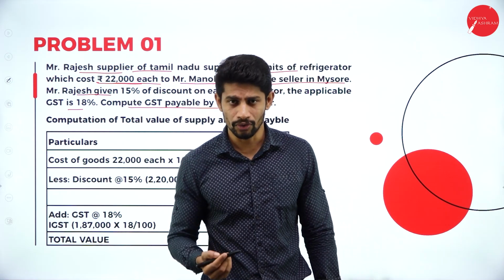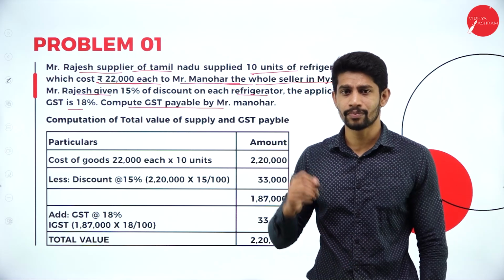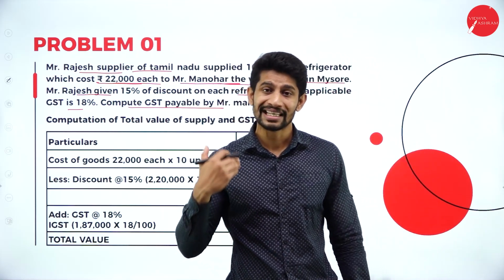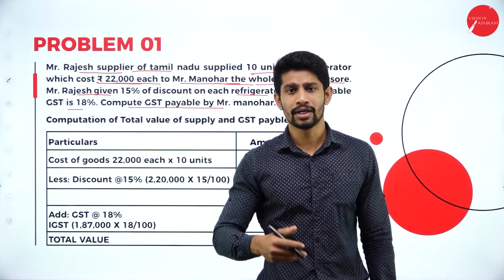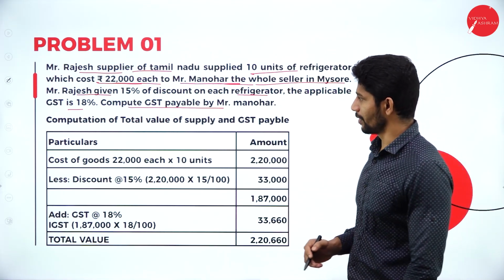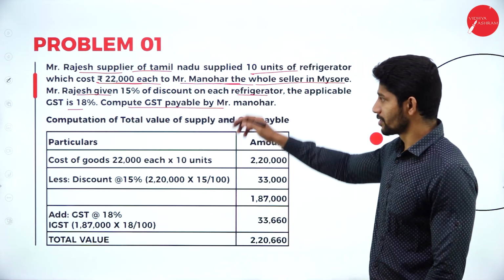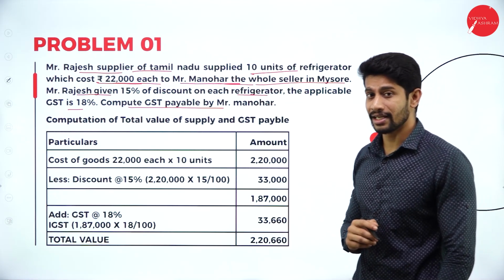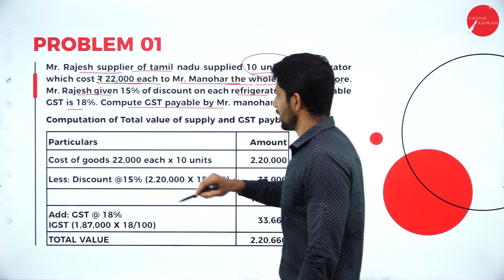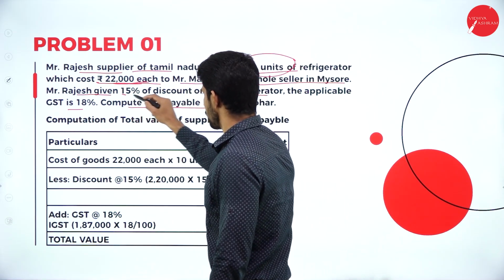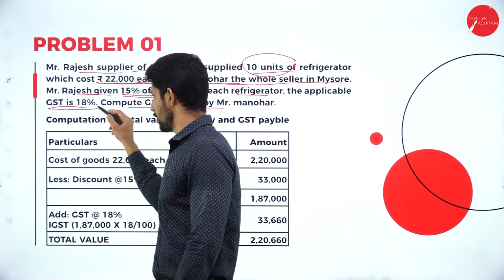As we all know, GST is a destination-based tax. Destination-based tax is nothing but the person who is going to purchase the product, he is liable to pay the GST to the government, right? So that is why Mr. Manohar is supposed to pay the tax to the government, because here Manohar is the buyer of the refrigerator and Mr. Rajesh is the seller. So totally he is selling 10 units which cost 22,000 each, giving 15% discount, and the rate of GST applicable is 18%.